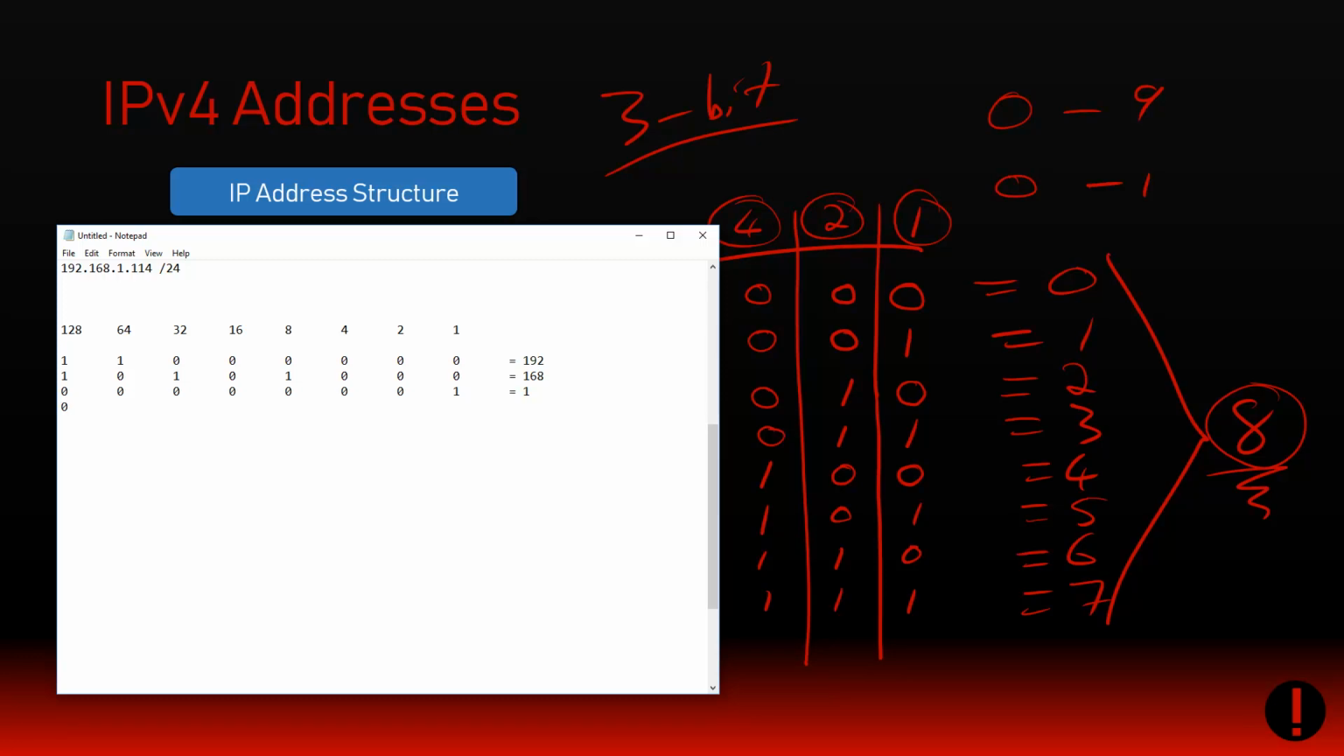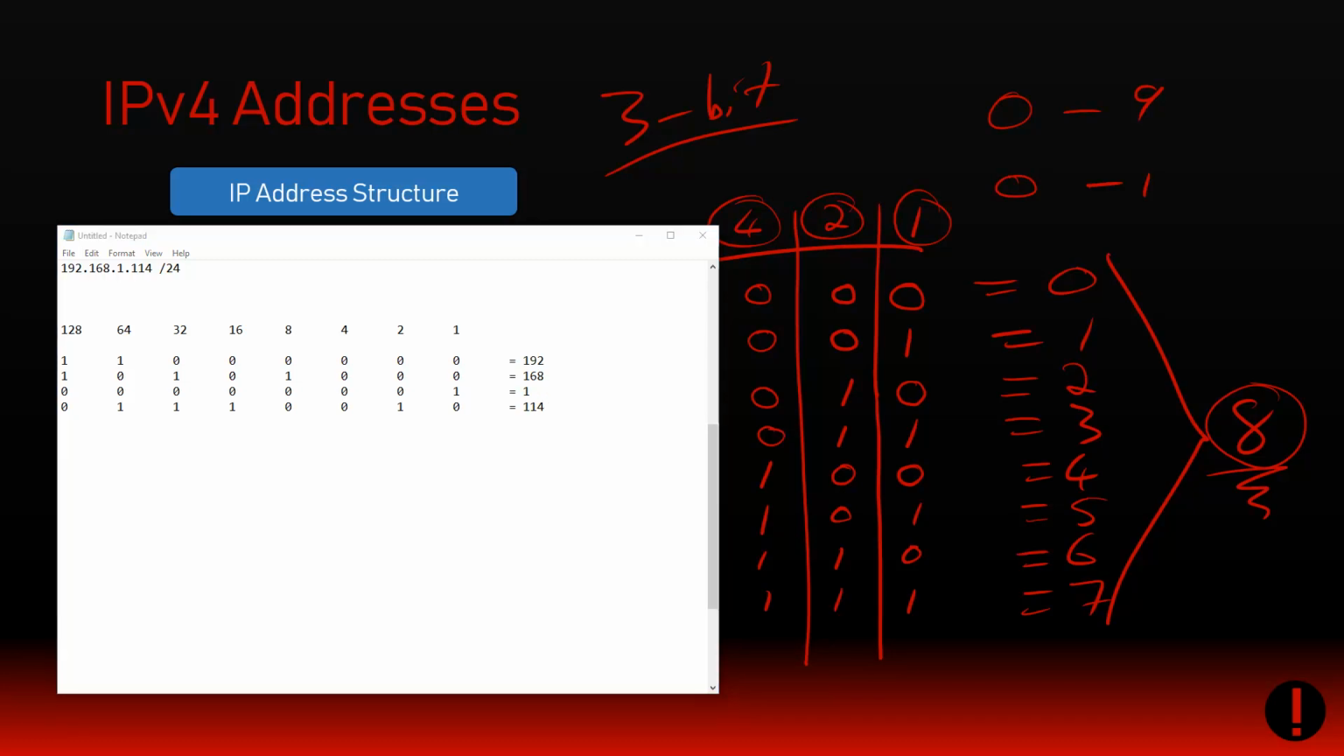We then have 64, that certainly can go into 114, leaving a remainder of 50. 32 can go into 50, leaving a remainder of 18, where 16 can go into 18, leaving a remainder of 2. And that is what your entire IP address looks like in binary.